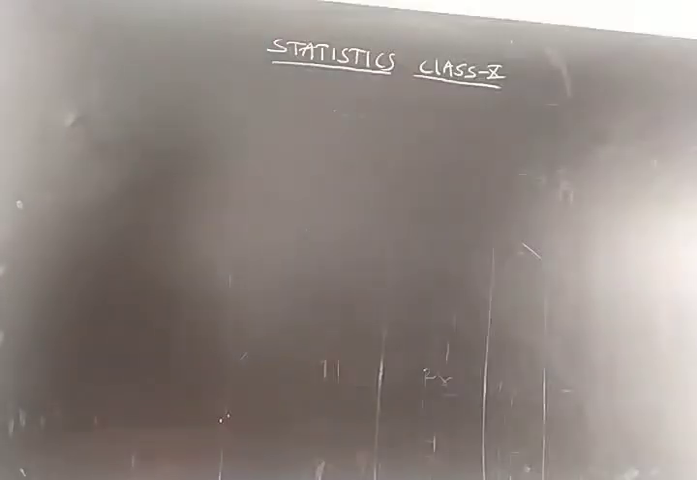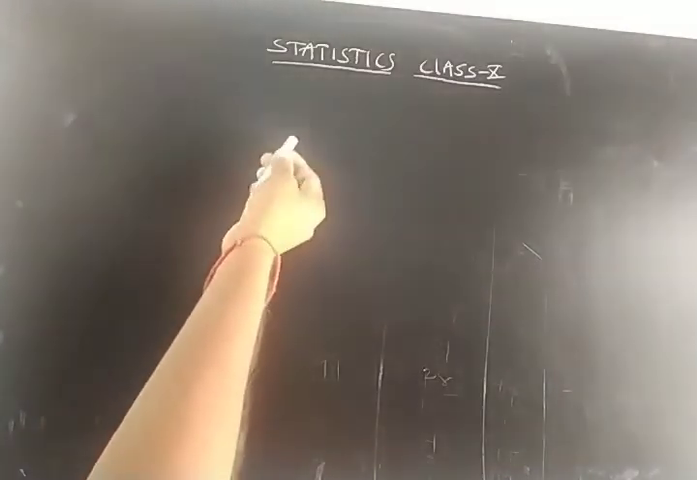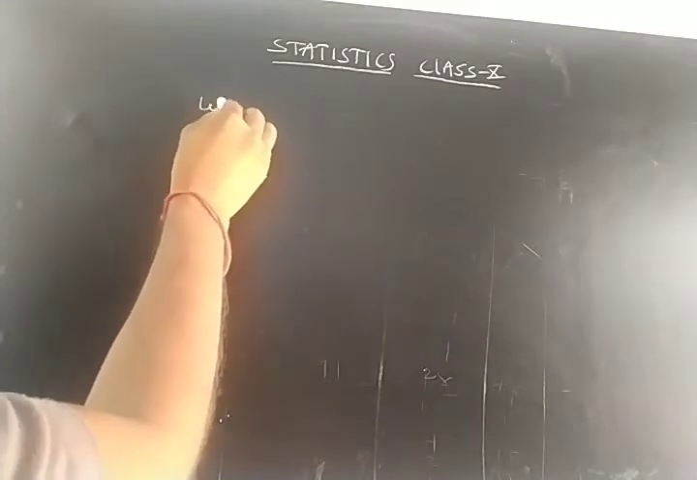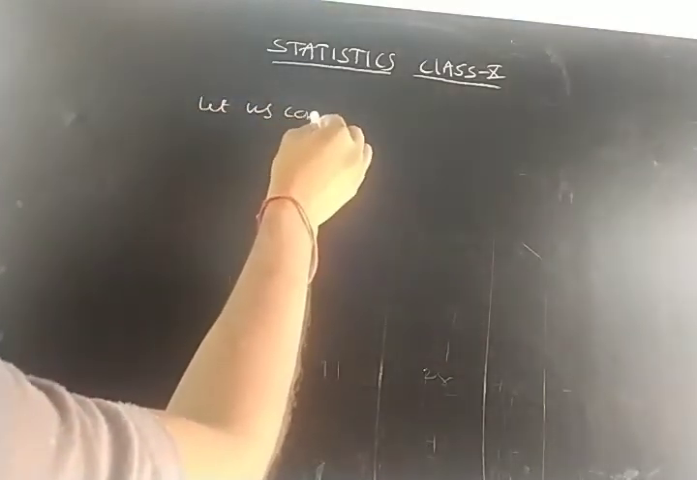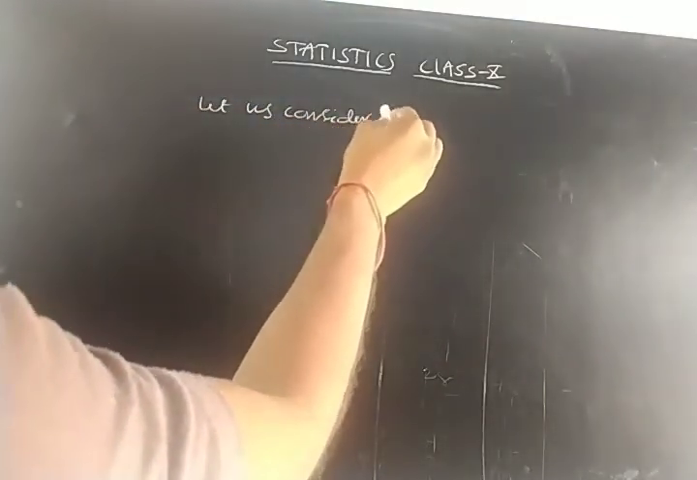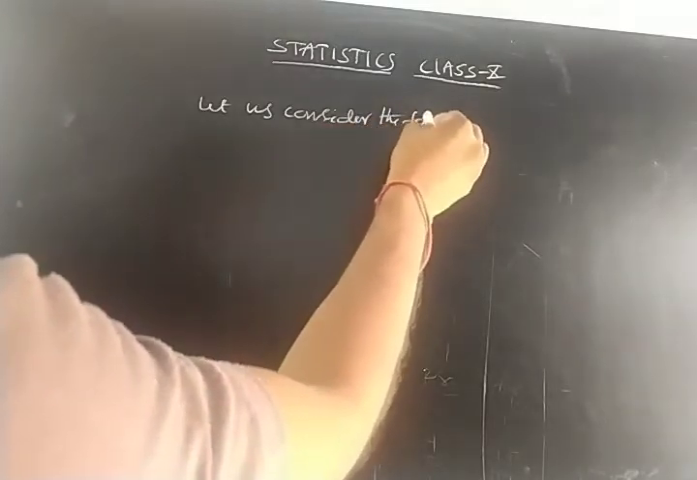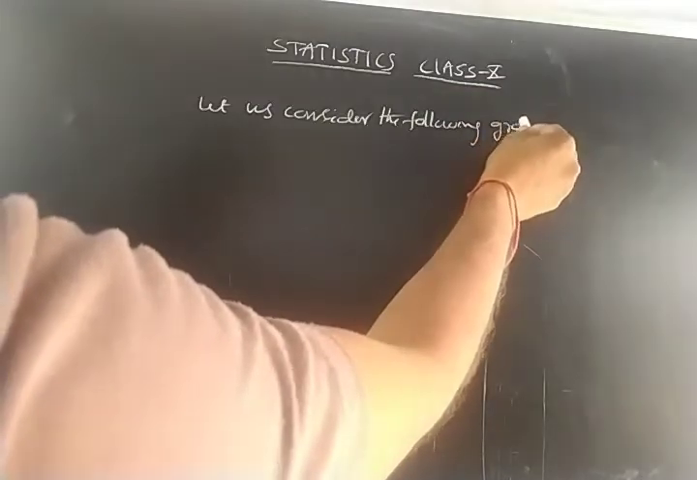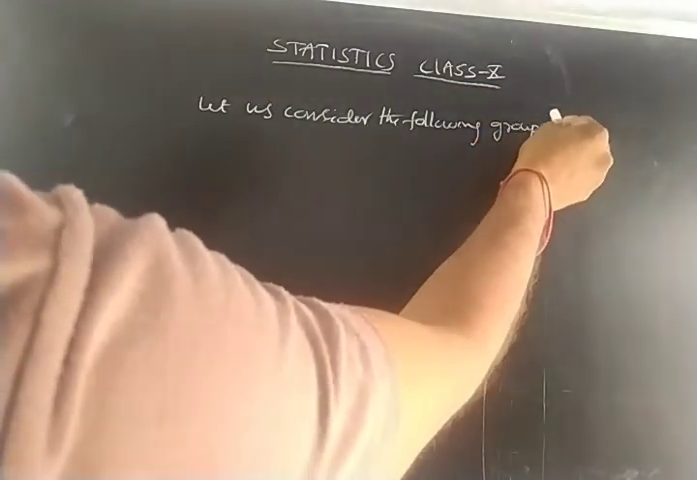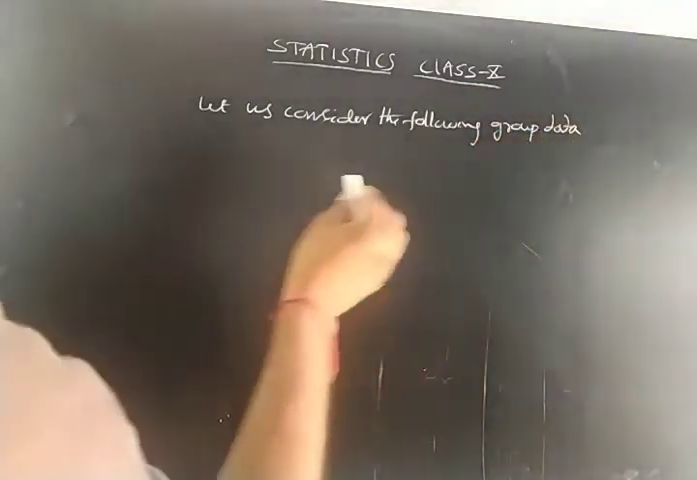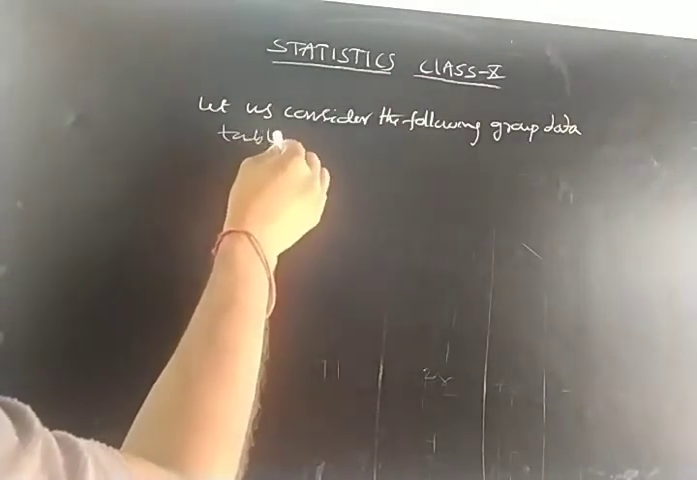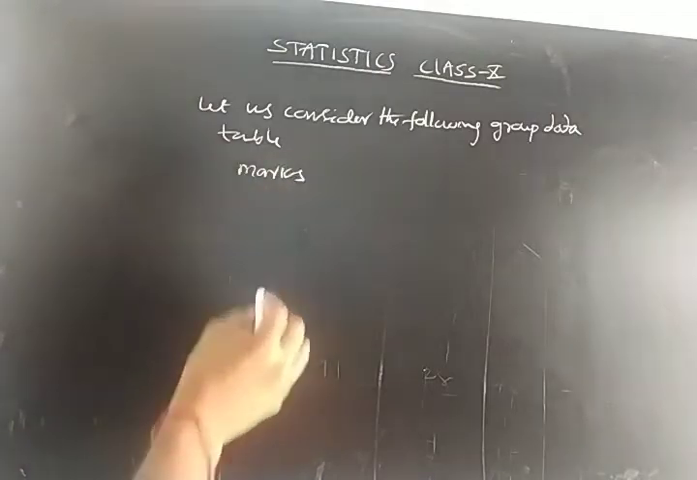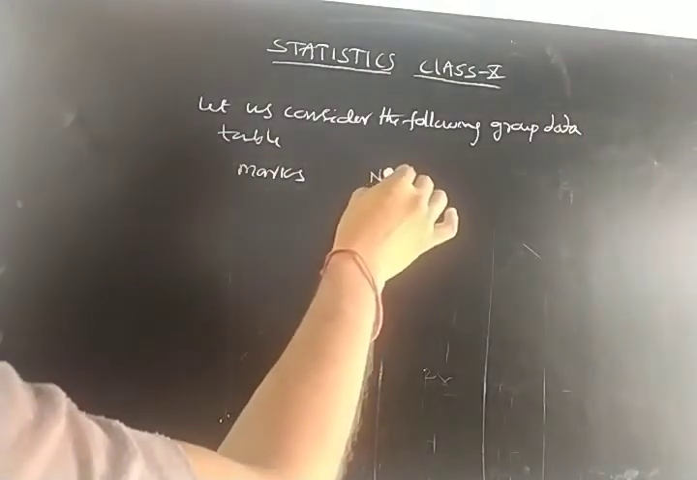Now let us discuss how to find the median for grouped data. Let us consider the following grouped data table. Here I am taking marks, and here I am taking number of students.